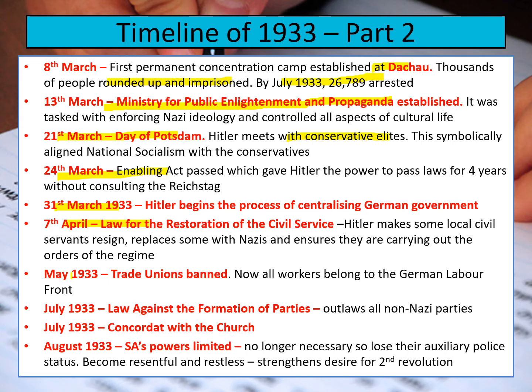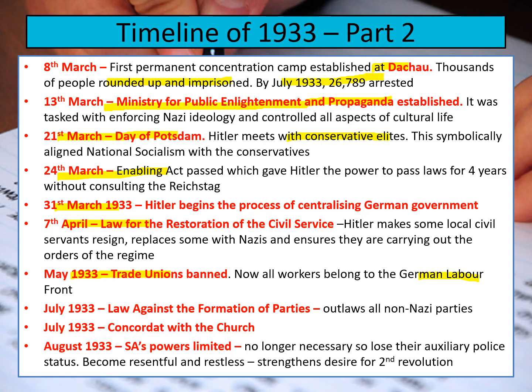By the time we get to May, he's working on his relationships with big businesses and does things like banning trade unions, and he replaces them with what he calls a trade union, but it wasn't in reality because it wasn't in favour of the workers, and that is the DAF, or the German Labour Front. More about that when we look at Unit 4.3.